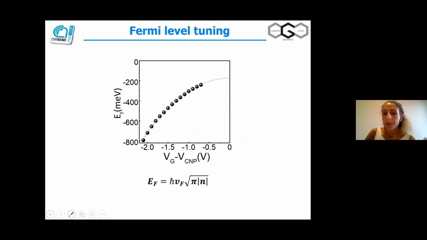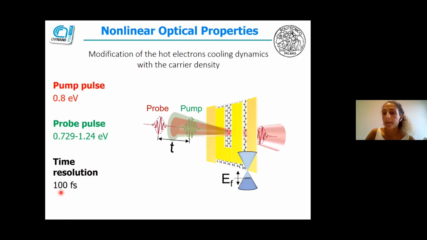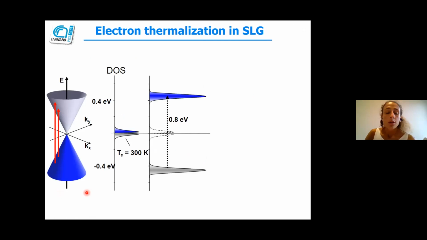So we explored the nonlinear optical properties by performing pump probe experiments using a pump and probe in the near infrared range with an overall time resolution of 100 femtoseconds. The pump is photoexciting the charge carriers in the graphene, and the probe is monitoring the relaxation of the charge carriers through the modification of the transmission. When the pump is absorbed via interband transition, an out of equilibrium distribution of electrons in the conduction band and of holes in the valence band is induced. Those are peaked at half of the energy of the pump pulse.